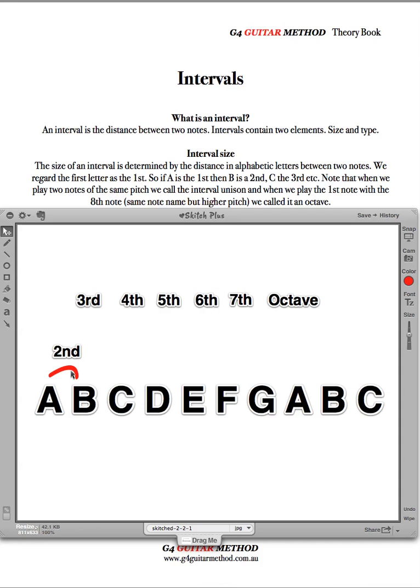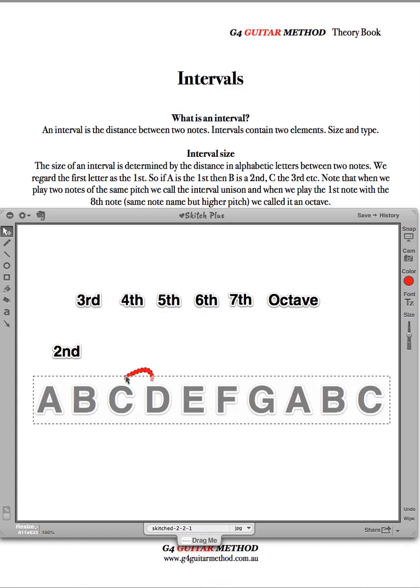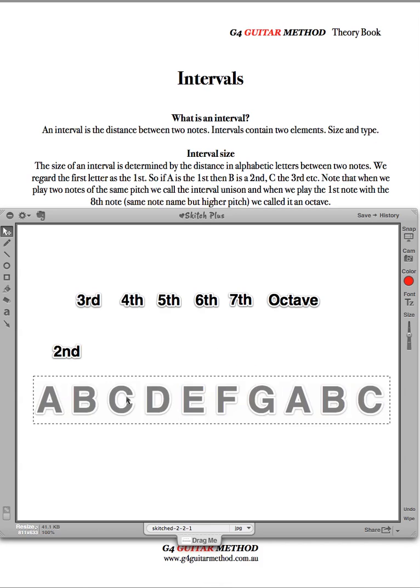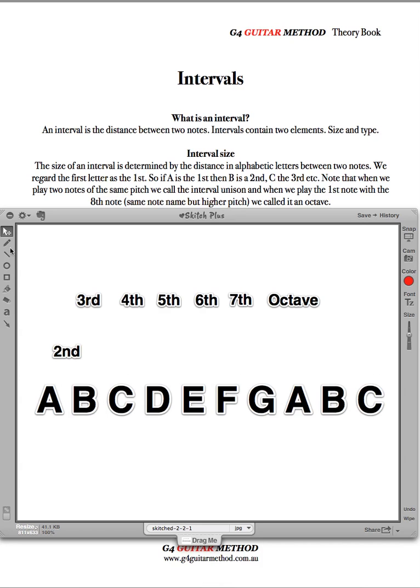Now I can take that and move it anywhere. So if I go to the C, then the second of a C is D. It's just the next alphabetic letter. It's very, very simple. It's not at all complicated. Now, if I want to work out what a third is, then what I need to do is skip one note. So I go from the A to the C, and that gives me a third interval.